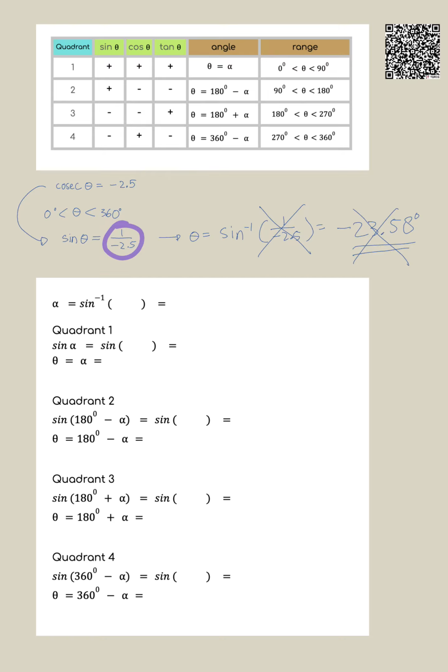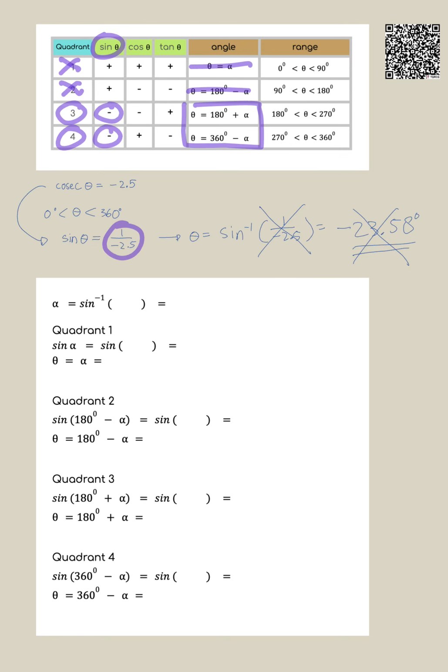The sine theta is a negative number. And if we look at the table, if the sine value is negative, we are supposed to use quadrant 3 and quadrant 4. Don't use quadrant 1 and don't use quadrant 2. Which means the angle that we use must be these two angles. Theta is equal to 180 degrees plus alpha, or theta is equal to 360 minus alpha. That's what we are supposed to do.